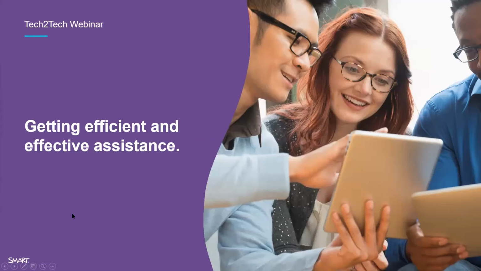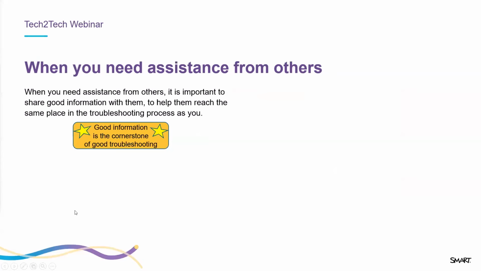Okay, so let's talk about getting effective and efficient assistance. When you need help from others, it's important to remember that good information is the cornerstone of good troubleshooting. So when requesting help, sharing good information is important so that they're in the same troubleshooting place as you. If you remember from the first illustration, troubleshooting is an iterative process involving collecting information, generating a hypothesis, and testing that hypothesis.